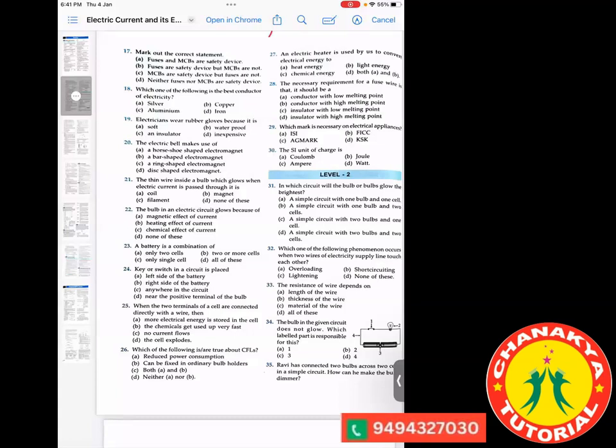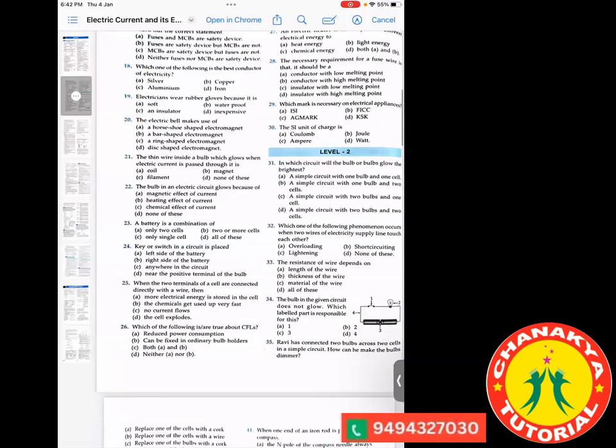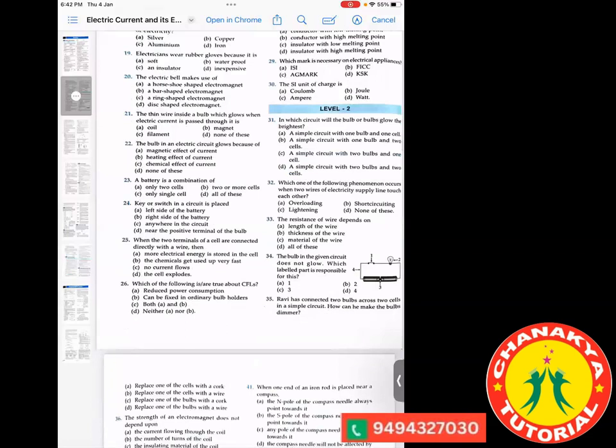Question number 24, Anubhav. Yes, ma'am. Key or switch in a circuit is placed, ma'am, I think it is option D. Not sure, ma'am. Key and the switch we can place anywhere in the circuit. So the correct answer is C. So it does not matter where the key or where the switch is.